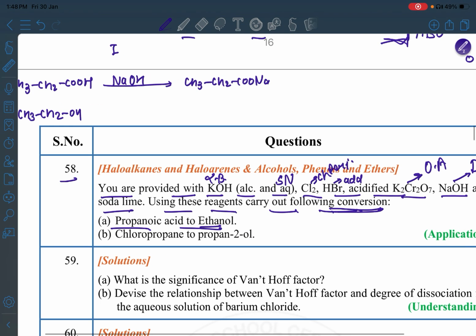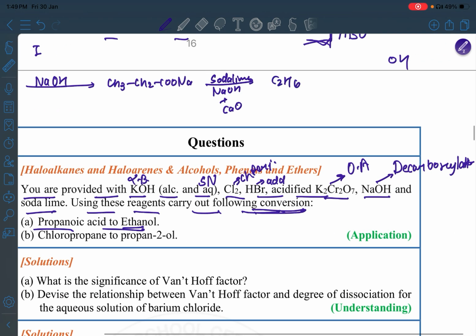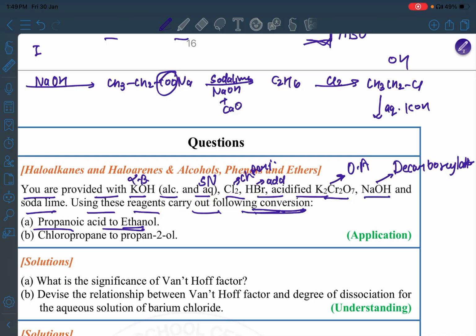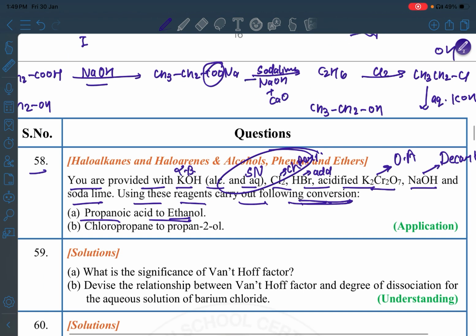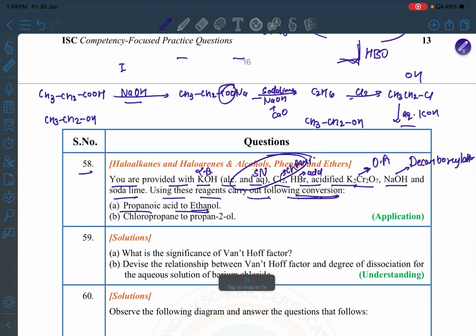reaction. Then this reacts with soda lime. Soda lime is technically a mixture of NaOH and CaO, and this gives alpha beta elimination, and we get C2H6, after removal of CO2. And then this C2H6 after chlorination gives us CH3CH2Cl. This CH3CH2Cl reacts with aqueous KOH, which gives us a substitution reaction, and we get our product CH3CH2OH. Okay, so firstly we use NaOH, then soda lime, then Cl2, and then aqueous KOH. This is our first conversion.